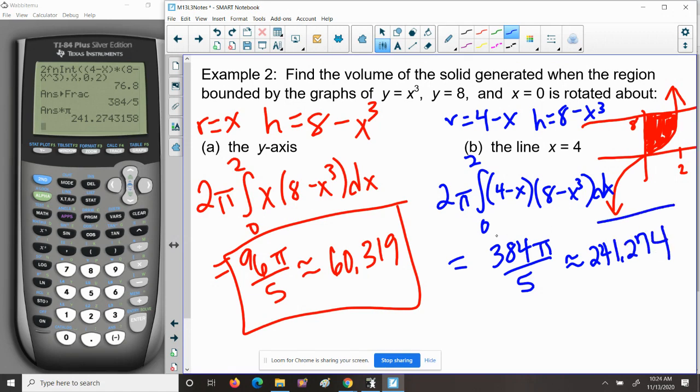241.274. Guys, remember, if you are leaving an answer in decimal form, you always want to round to the third decimal place. If we're talking on the AP exam, if it's a free response question, you're not going to get the point for the answer if you do not have those 3 decimal places. Make sure that you are taking care of that and using the correct decimal places.